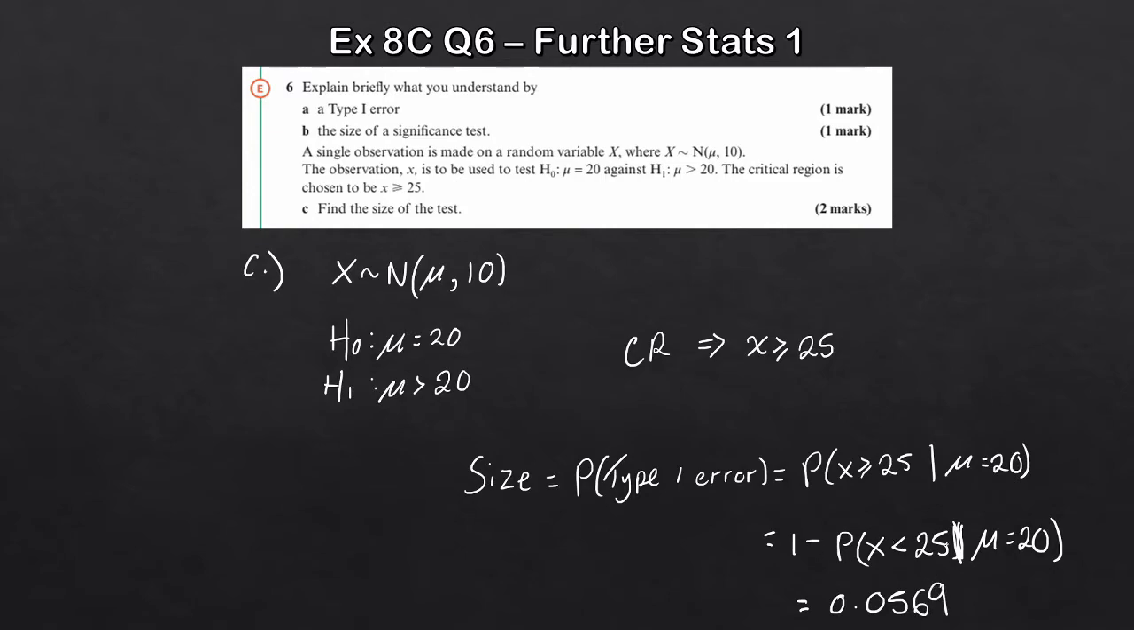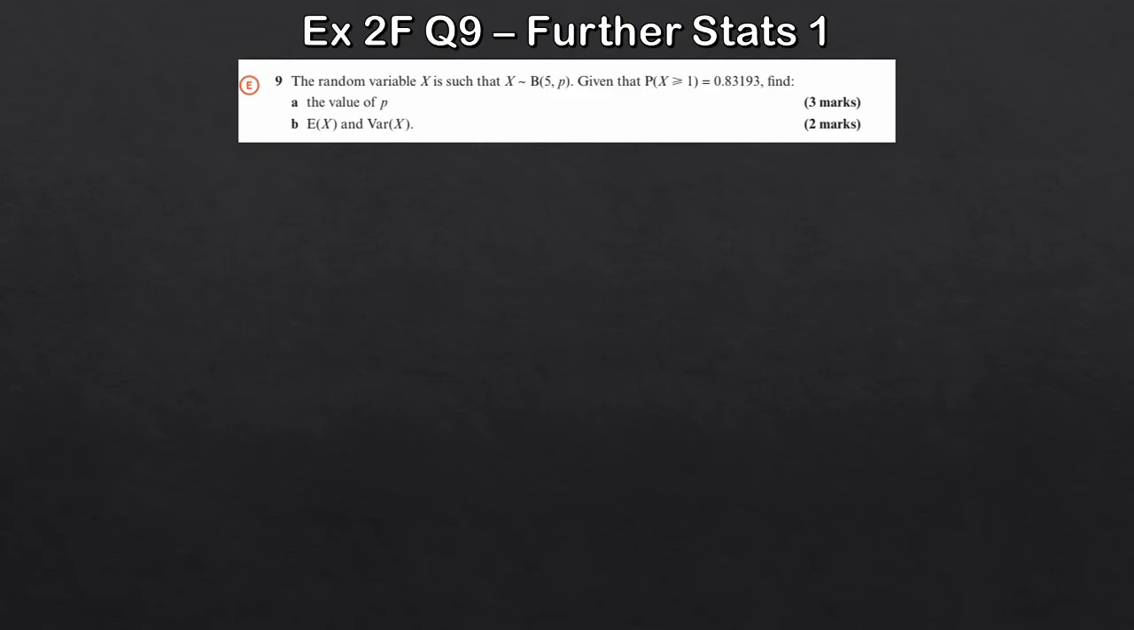So this bit here, you just need to put it into your calculator using the NCD function, and you should get this probability. So that's that question done. 4 marks there. Quite a lot going on for just 4 marks, but there we go, get it done.